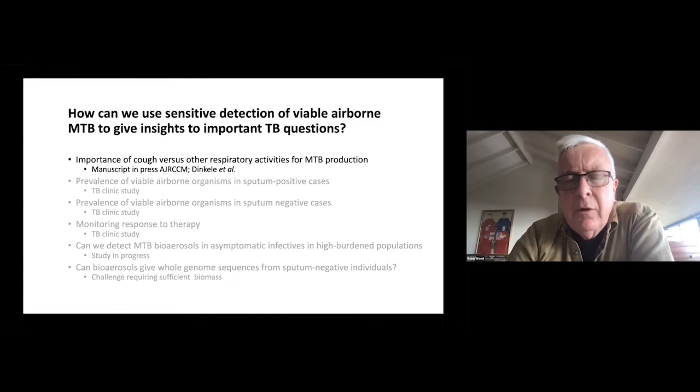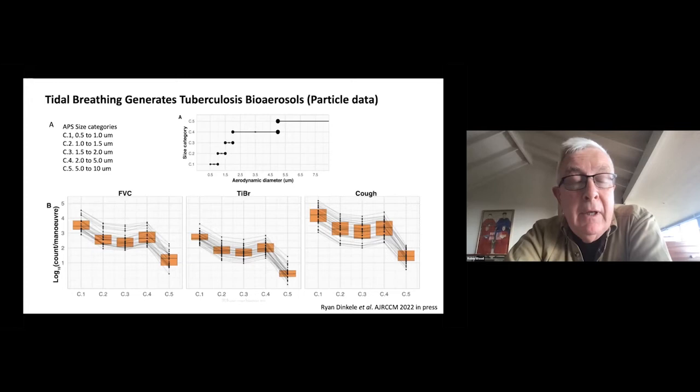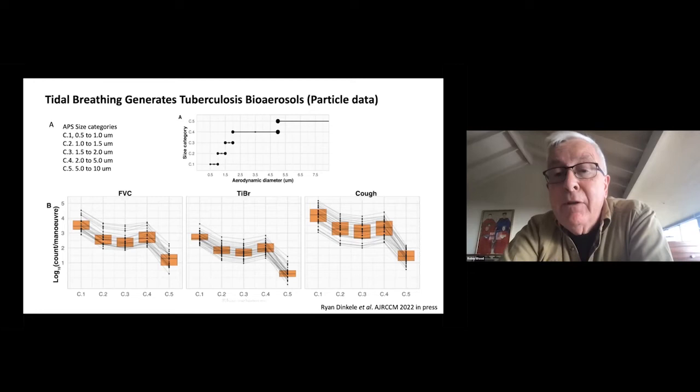And just to briefly show this work from Ryan Dinkele, who is a PhD student in the IDM. What you see here is an APS sampling particle counter, and you can see the boxes into which the particles are attributed. In the lower panel, you can see, again on a log scale, the particle size distribution for deep breathing, the forced vital capacity, which is meant to reproduce the bronchial burst in the peripheral lungs, tidal breathing, and coughing. And sure enough, coughing does produce more particles than tidal breathing.